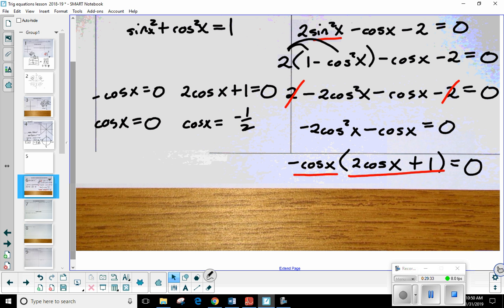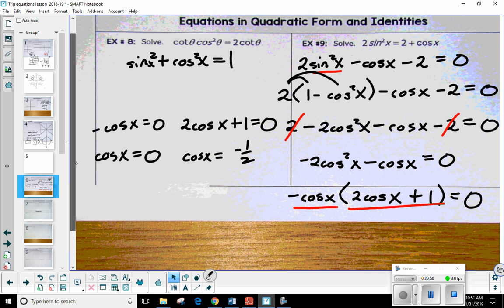So this is what I would like you to do for tomorrow. Take these two little equations and find me the solutions on the interval from 0 to 2 pi. So that's where we'll start tomorrow. We'll check those answers, and then I believe we are on the last page of the notes.